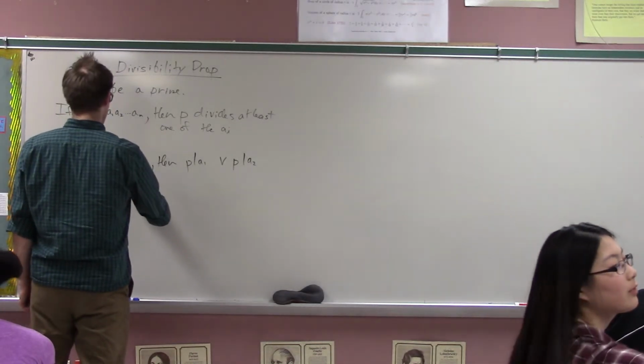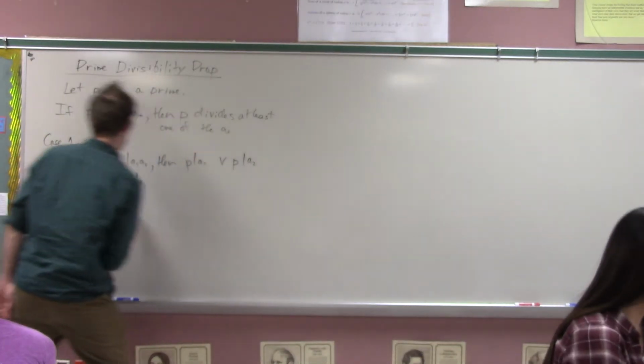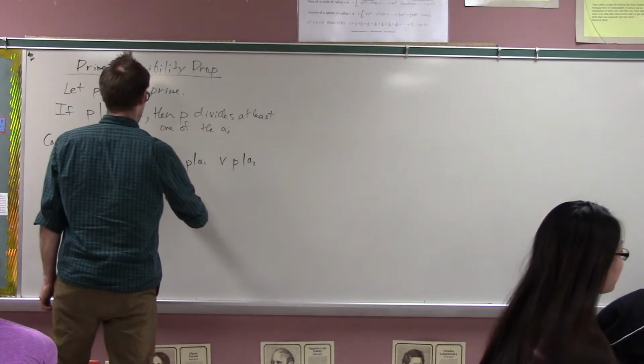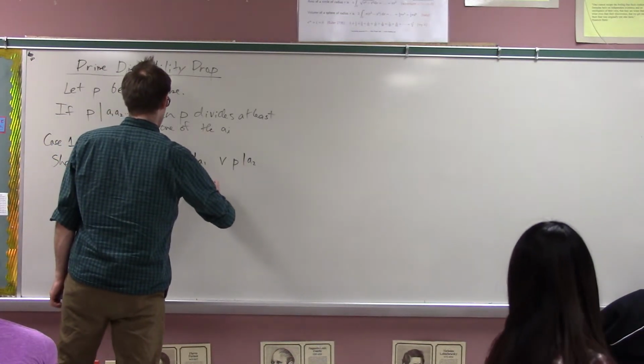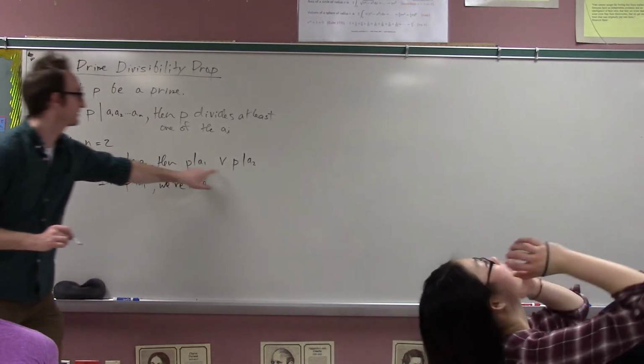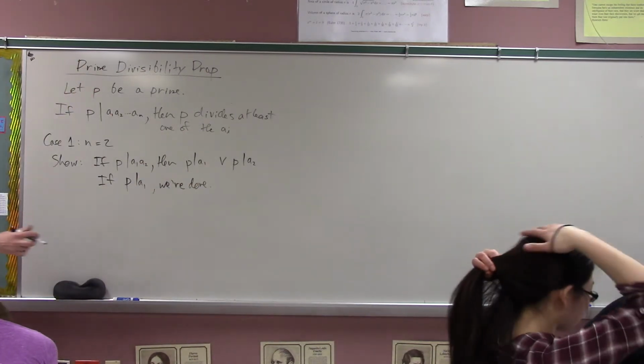Good. Maybe p divides a1. Maybe that does not need to be there. If p divides a1, we're done. Does everyone see what I mean by we're done? Because all I need to show is that if p divides the product of these two numbers, then it has to divide one of them. Well, if it divides the first one, we're done. Okay, good. So suppose it doesn't.